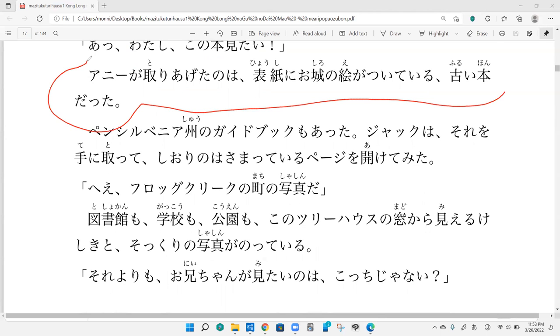Annie が取り上げたのは、表紙にお城の絵がある古い本だった。So, how is a 古い本 different than a 昔の本? So, 昔 is a book that is old, but doesn't look that old, I guess. Yeah. Well, it's not in an old condition, if that makes sense. It's not in a bad condition. Furui means it's no longer pika pika. No longer shiny.